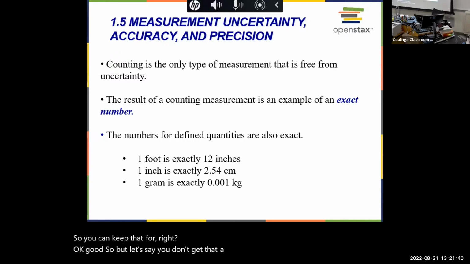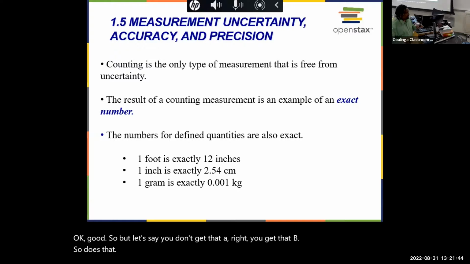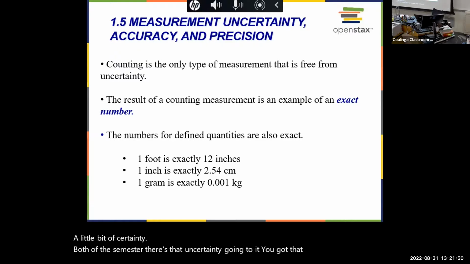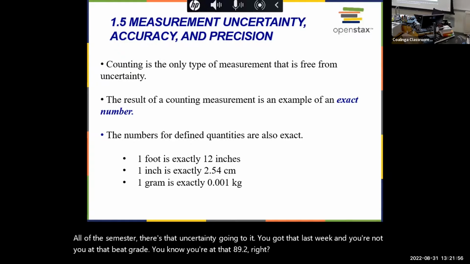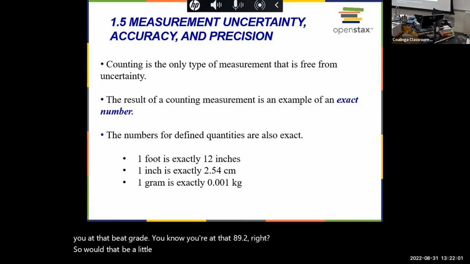You get that B. So does that add a little bit of uncertainty? Let's say the bulk of the semester, there's that uncertainty going through. You get to that last week, and you're at that B grade, you know, you're at that 89.2, right? So would that be a little uncertainty? Yeah. And if we rely on that, okay. So we know what uncertainty is, right? You're all aware of it.